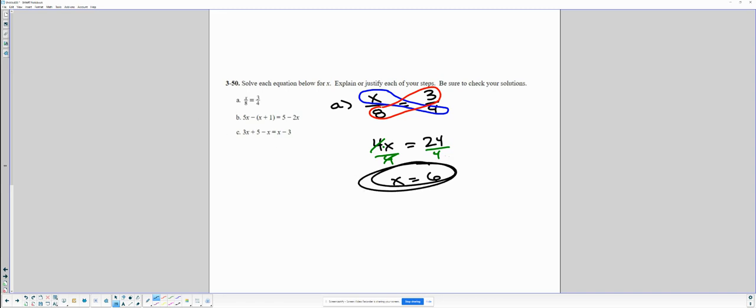And then to check it, you just got to put the x is 6 right here. Got to put the 6 right here where the x is. So we're saying 6 over 8 equals 3 over 4. Right? And that's going to work out to be, so 3 over 4 is already reduced. 6 over 8, you're going to divide it by 2. And you end up with 6 divided by 2 is going to be 3. And 8 divided by 2 is going to be 4. So 3/4 equals 3/4. And that's your check. Okay, so that's part A.